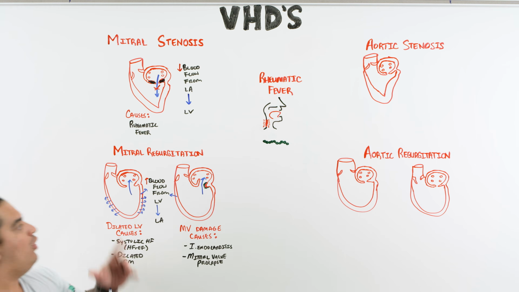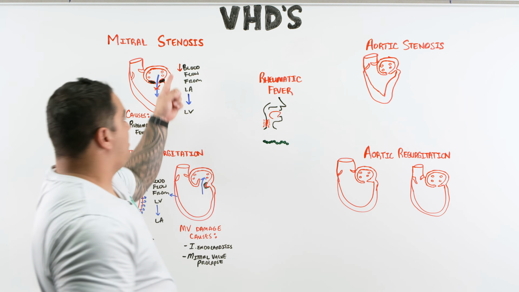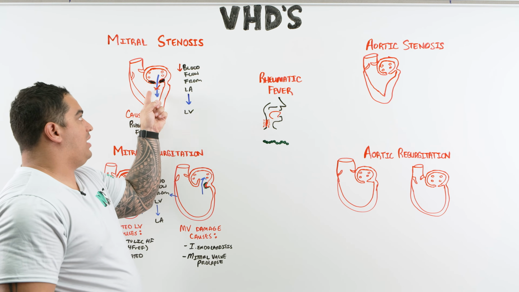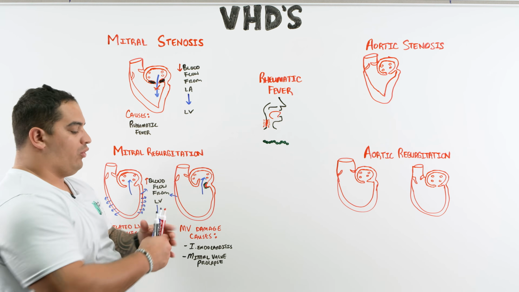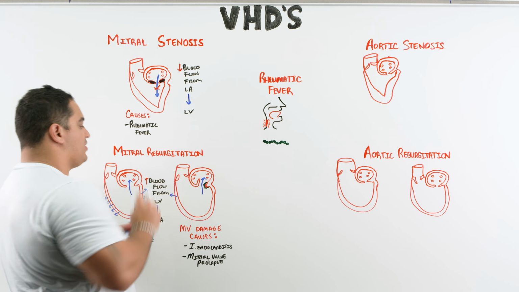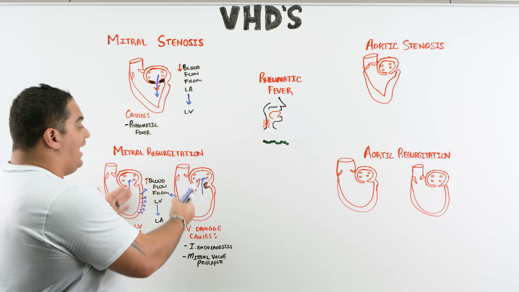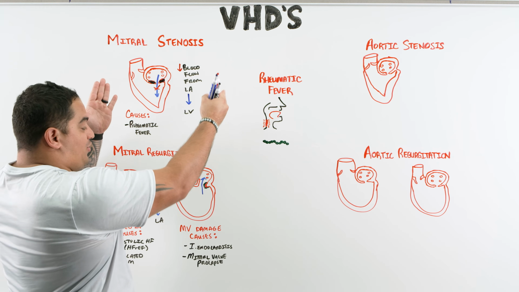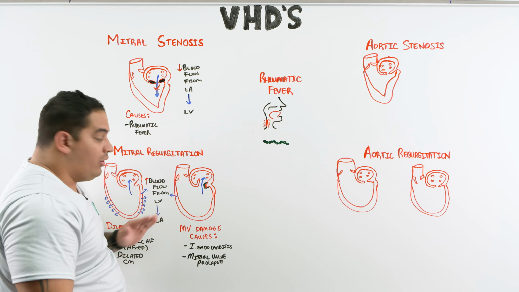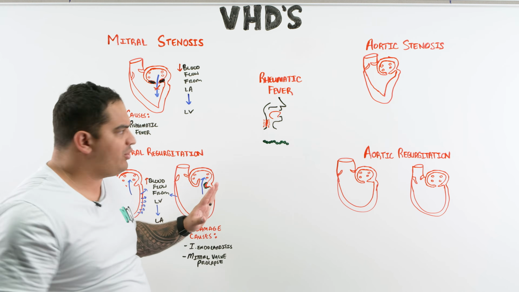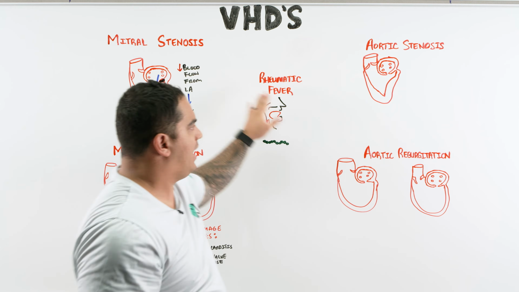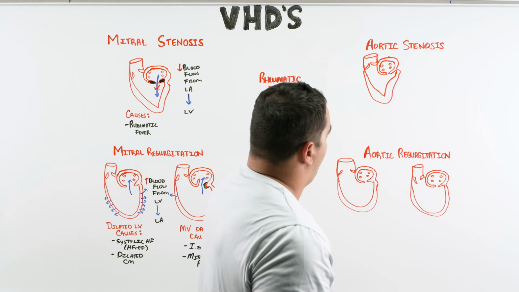All right, so to recap this: mitral stenosis, decreased blood going from the left atrium to left ventricle because of a stenotic valve. Rheumatic fever happens to be pretty much one of the most common. Mitral regurg, increased blood flow going back into the left atrium because you dilate your left ventricle or you damage the mitral valve. Pretty straightforward. We'll come back to this in a second. Let's move over to aortic stenosis.